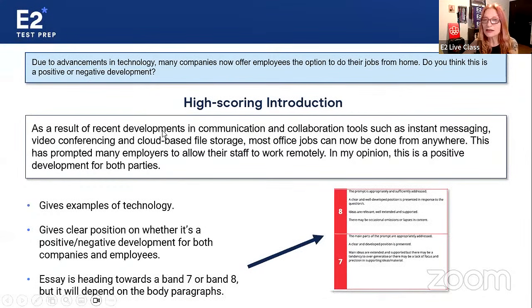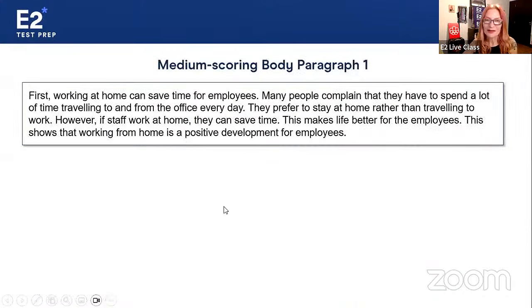Okay, so this essay, it's definitely aiming for an 8, I would say. 7 certainly, but if the essay continues to be developed with this, including the information as the introduction has, you're aiming for an 8 now. So body paragraph 1, this is a medium score.